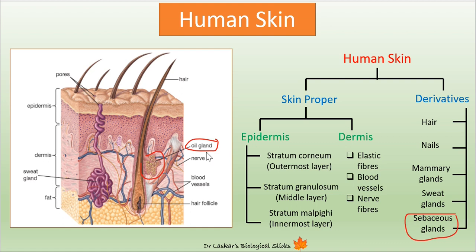There are various types of problems that occur in the facial part of the skin, and they are mainly due to problems in the sebaceous gland or oil gland. So this is about the last derivative of the skin which I have mentioned here, the sebaceous gland. So this is about the human skin and its different structures. Hope you like this video, and thank you for watching.